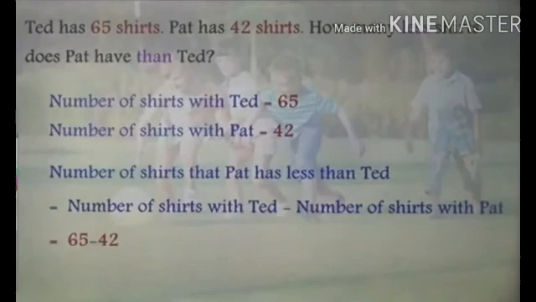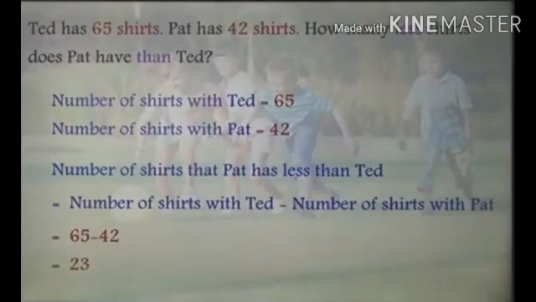65 minus 42. Now let's subtract these two. What is 5 minus 2? 5 minus 2 is 3. And what is 6 minus 4? 6 minus 4 is 2. So, this is equal to 23. The answer is Pat has 23 shirts fewer than Ted. This is what we actually want to find.